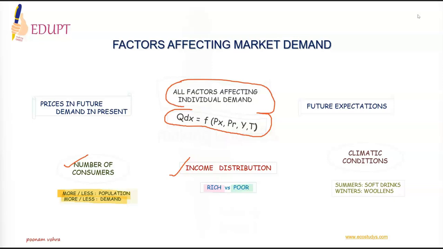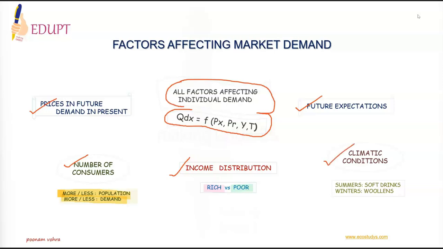Market demand is also affected by the future expectations of the consumers. If due to some reasons consumers expect that in near future the prices are going to rise, then in present there would be an increased demand for such goods. But if they expect prices to fall in near future, then in present the demand for those goods will be less. Finally, the market demand also gets affected by the climatic conditions.